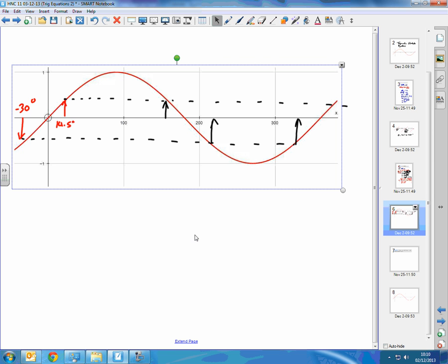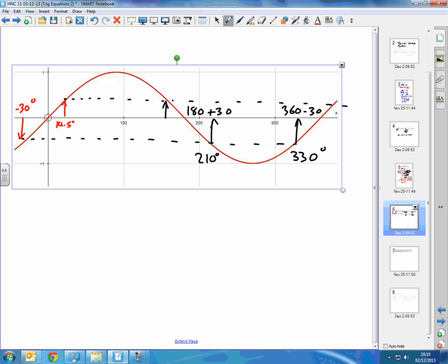So now we can work out from the symmetry of this wave what these missing angles are. So if we look at this, minus 30, we're going back 30 degrees from 360, which is 330. So we can say this one is 360 minus 30, which is 330 degrees. This one, we'll again look at the symmetry. We're at 180 plus this distance of 30 degrees. So 180 plus 30 is 210 degrees.